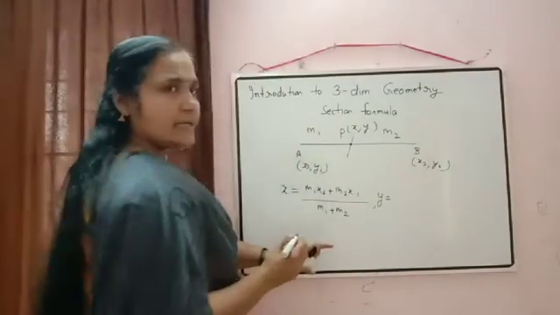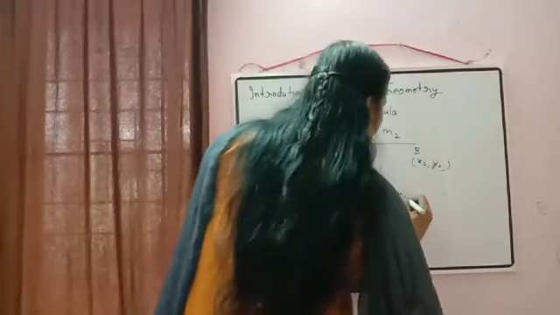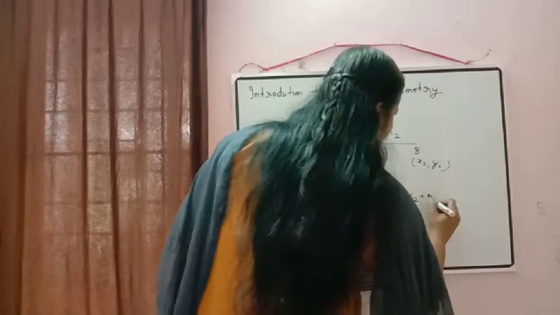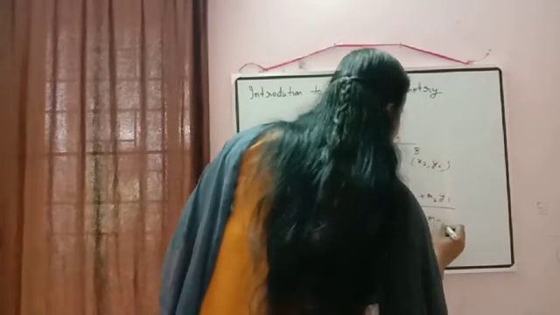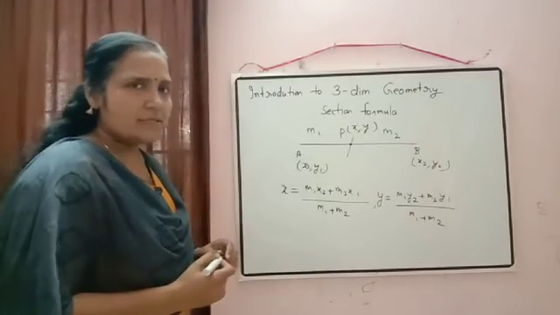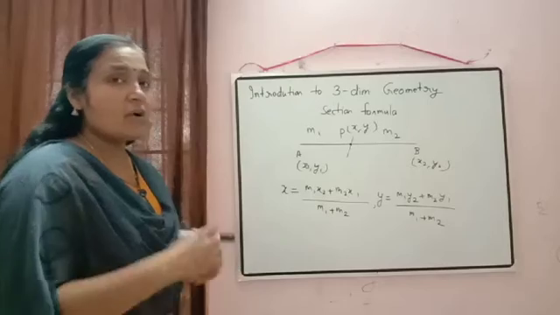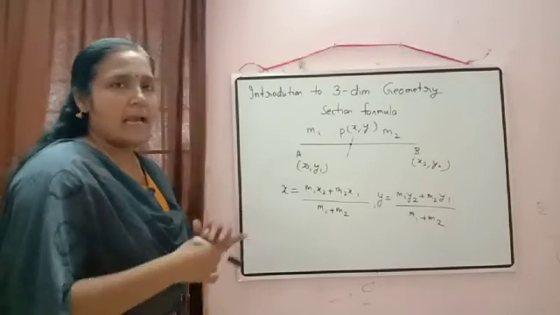In the same way, for the y coordinate, the same method: m1 will be multiplied by the corresponding opposite y coordinate. So m1 y2 plus m2 y1 by m1 plus m2. I think you remember this formula. Now we can check how we will write the same formula in three-dimensional geometry.